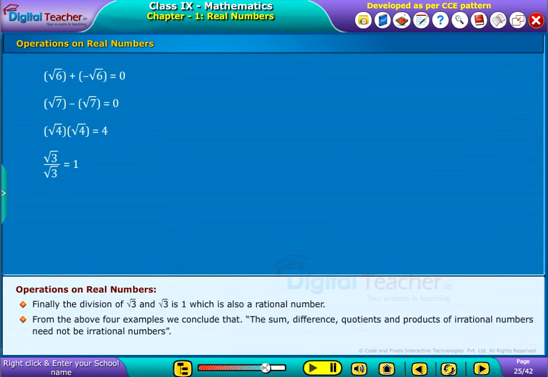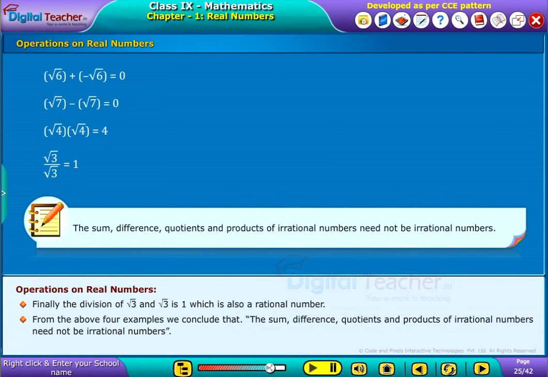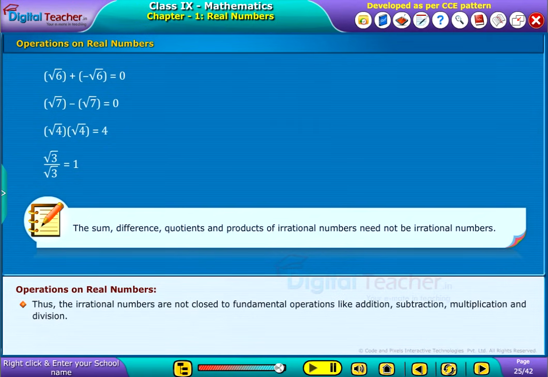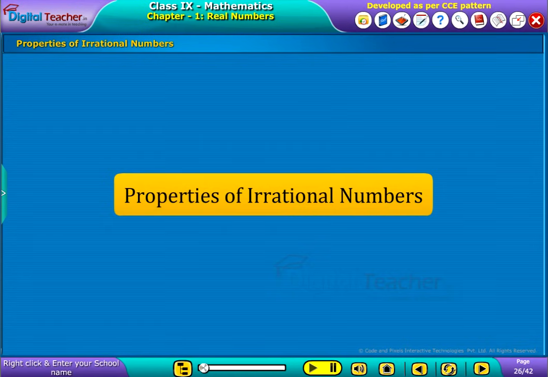From the above 4 examples, we conclude that the sum, difference, quotients, and products of irrational numbers need not be irrational numbers. Thus, the irrational numbers are not closed to fundamental operations like addition, subtraction, multiplication, and division. Let us list out some properties which are useful in various ways.